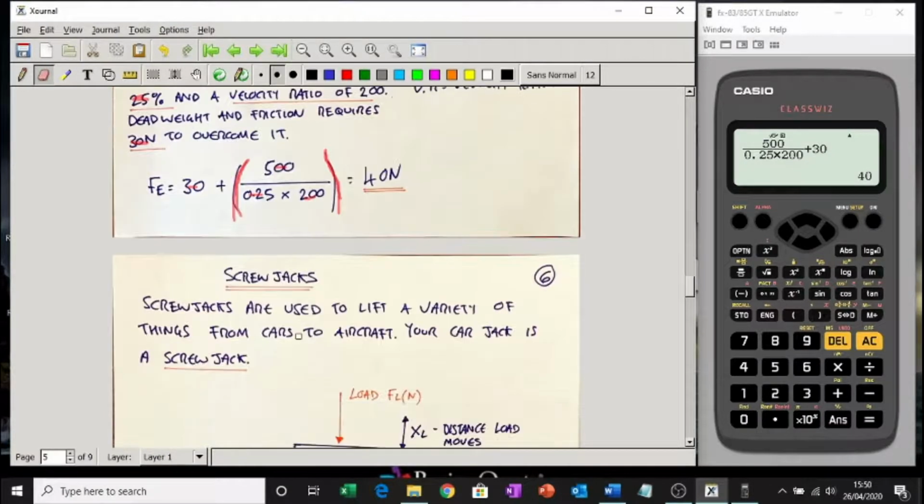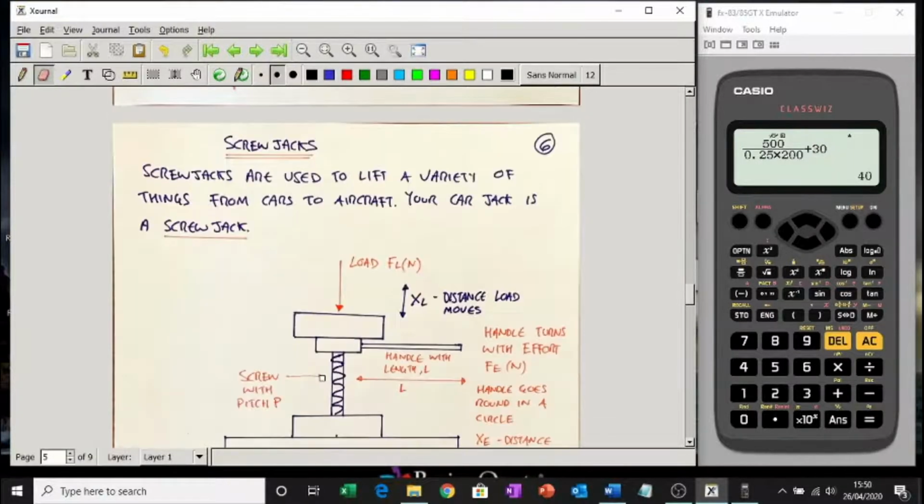And screw jacks, I'll just describe screw jacks because they're quite common. A screw jack is used to lift a variety of things. Your car jack on your car is a screw jack, and all it is is a screw basically. Actuators on planes, a lot of things use a screw to push things, lift things, pull things down, move things up. So all it is is a screw with a pitch on it, and it can lift and raise loads.